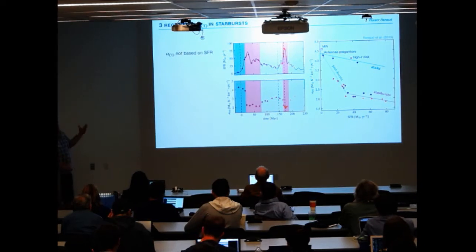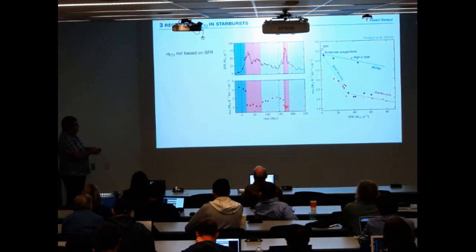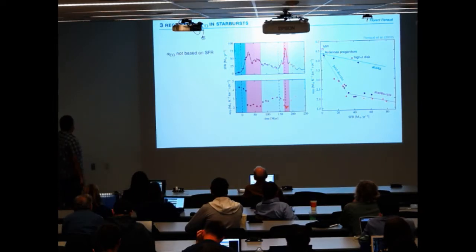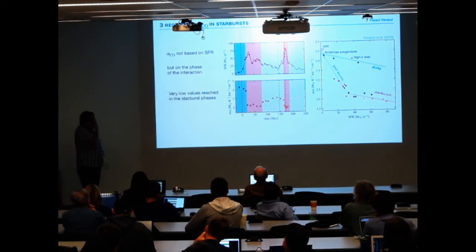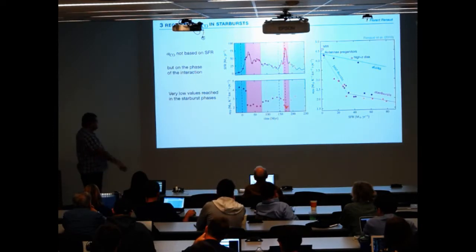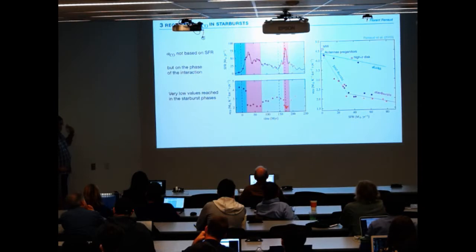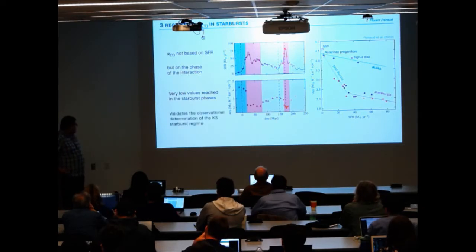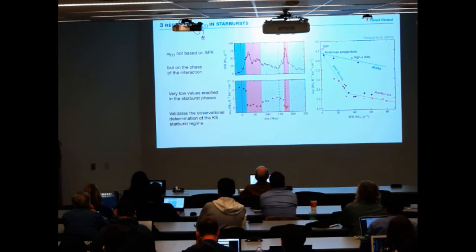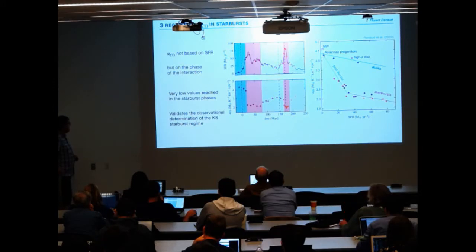So this means that alpha CO is clearly not based on star formation rate alone. You have a huge degeneracy between these two regimes, for example, but much more on the phase of the interaction of your galaxies. Just as a side note, you can see that the very low values that have been used before in the literature can be reached if you go to very high star formation rates, so basically here. So if you're in LIRG or ULIRG phase, it's actually OK to use values as low as 0.8, etc. Which validates the choice that has been made before, and that also validates the observational proof of the starburst regime in a Kennicutt-Schmidt plane.